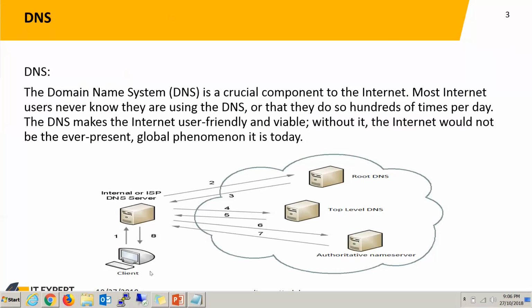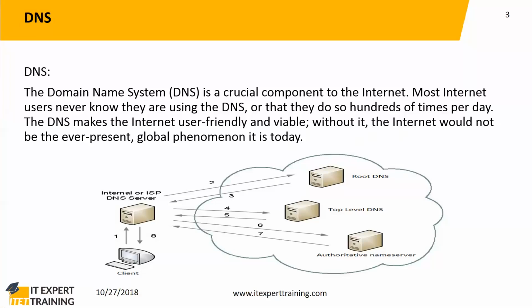When the client initiates the traffic, it goes to the internal or ISP DNS server, then to the root DNS, and the flow is similar like this. Then it goes to the top level DNS. Finally, it goes to the authoritative name servers to get the resolution for the particular website. Without DNS, the internet would not be ever present.